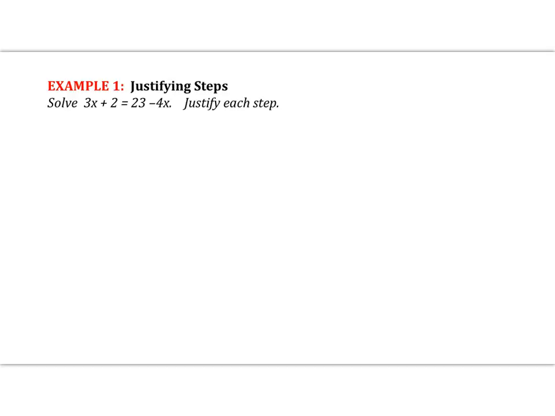All right, let's just start by justifying our steps solving this equation, 3x plus 2 equals 23 minus 4x. And when I say justify each step, we're going to use those properties we just talked about. Well, first, let's just take a look at how we would solve this equation. As you came into geometry, you've always solved equations by inverse operations. So the first step would be add 4x on both sides, combine like terms, resulting in 7x plus 2 equals 23. Subtract 2 on both sides, resulting in 7x equals 21. Then divide both sides by 7, resulting in x equals 3.